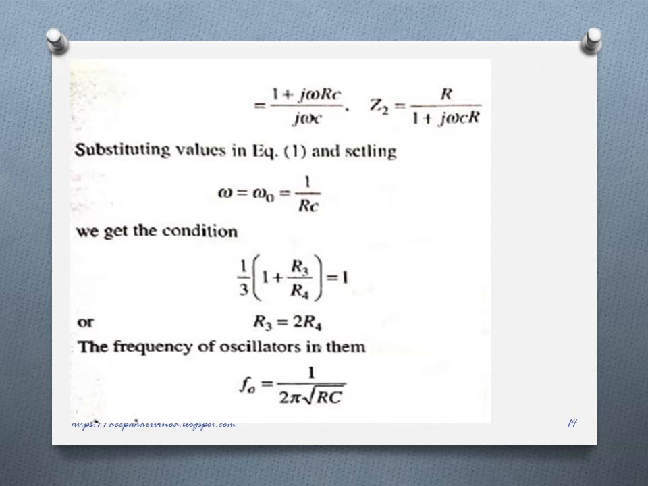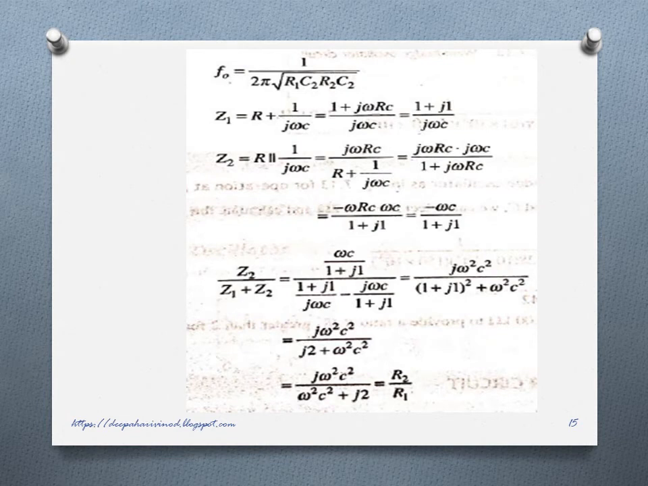Substituting, we can write omega equal to omega 0 equal to 1 by RC. We get the condition 1 by 3 into (1 plus R3 by R4) equal to 1, or R3 equal to 2R4. The frequency of oscillation is f0 equal to 1 by 2 pi RC. So f0 equal to 1 by 2 pi root R1 C1 R2 C2.